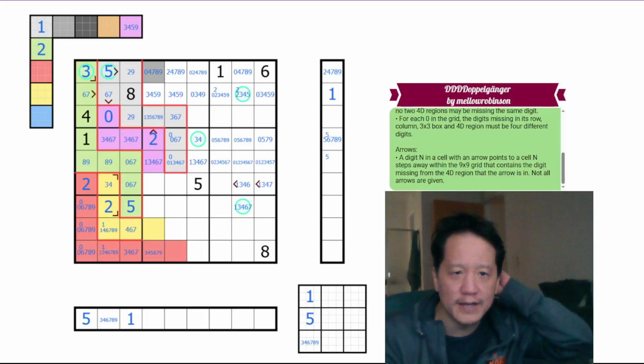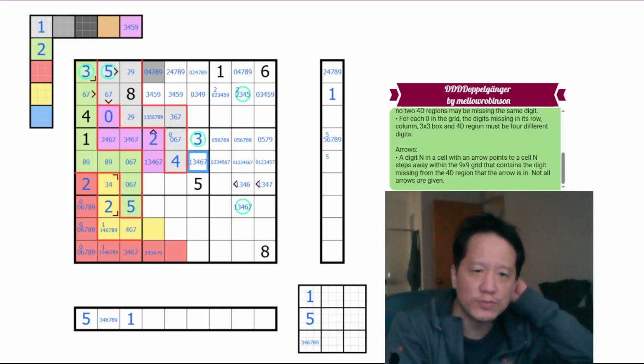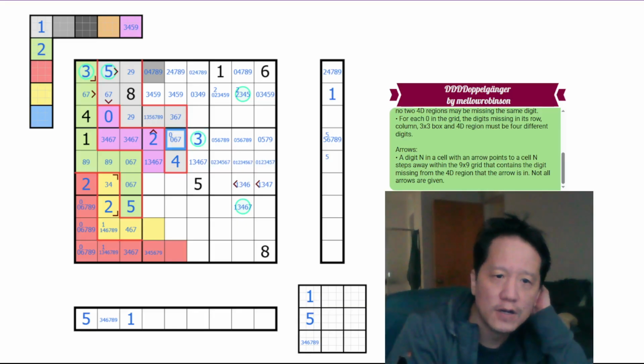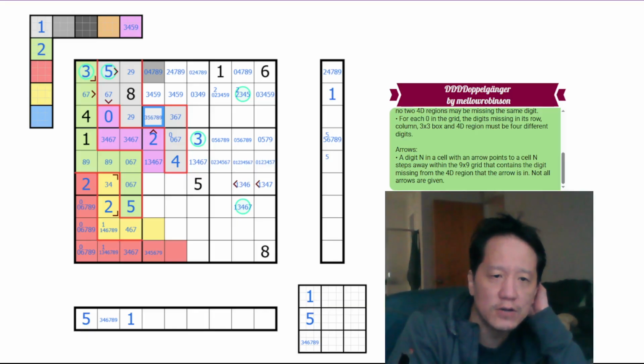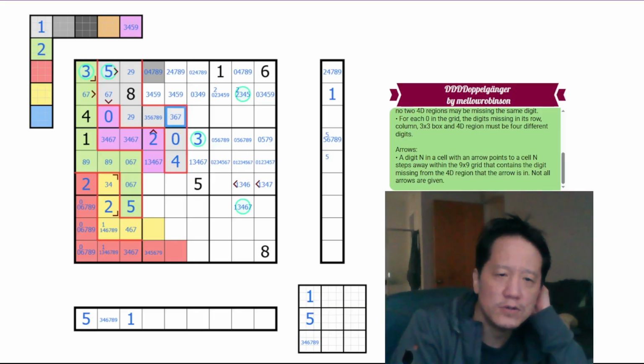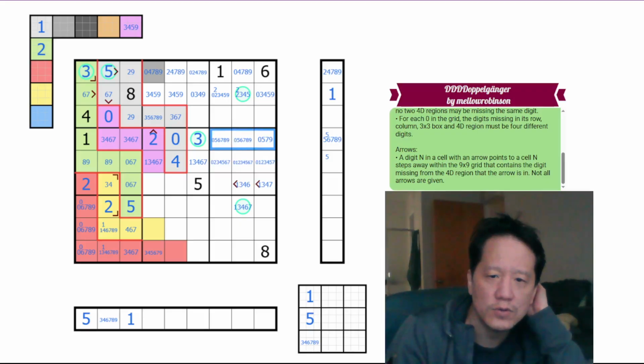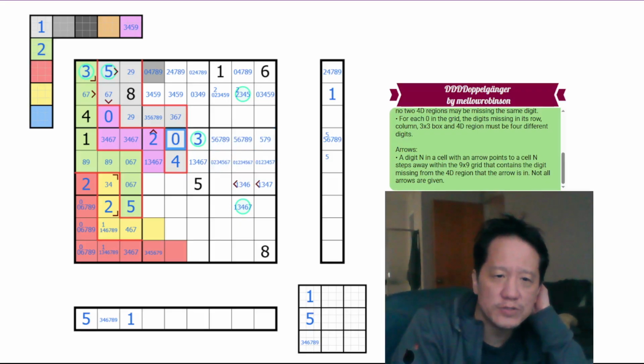And light needs a 4. So it cannot be 4 here. This must be a 4 here, which makes this a 3 here. That means we must have a 3 in the light region. We can't have a 1 there. This must be 0. That eliminates 0 in the rest of the row. So this can't be 0 here.